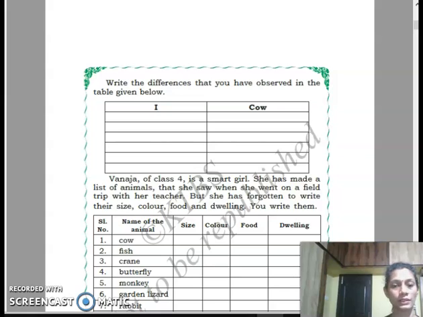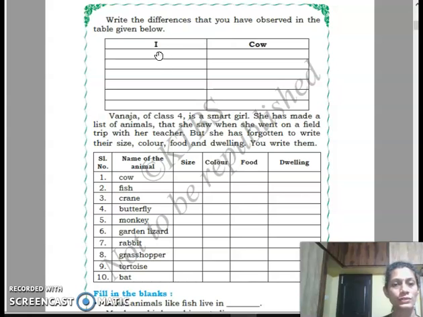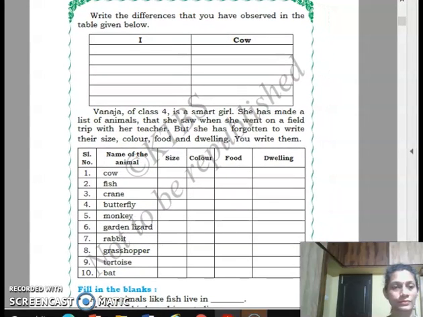So, here now we are going to learn about the differences of these animals. So what difference do you see between you and the cow? Tell me, children. What difference do you see? Yes, you see that you have no tail. You have no horns like a cow.